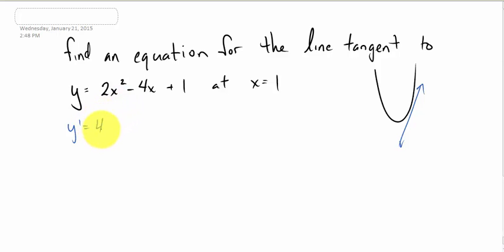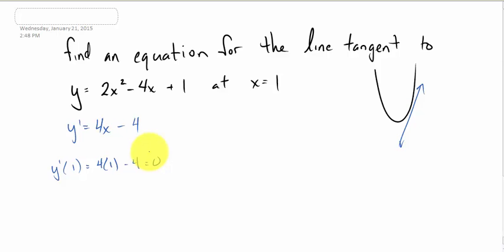You should have gotten 4x, we bring the exponent down and multiply. Exponent decreases by 1, minus 4. So 4x minus 4 is our derivative. I want to evaluate that at x equals 1. So y prime evaluated at 1 is going to be 4 times 1 minus 4 is 0. So the tangent has a slope of 0, which means what?